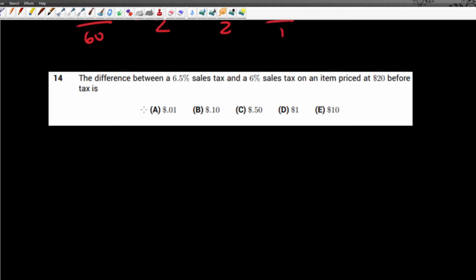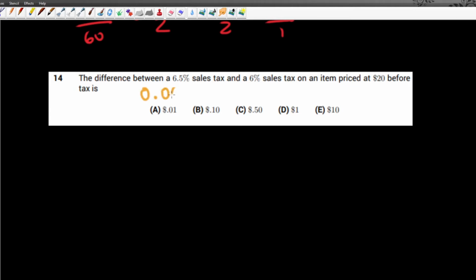Question 14 reads, the difference between a 6.5% sales tax and a 6% sales tax on an item priced at $20 before tax is blank. So for this question, we just do some simple arithmetic. Let's change the colors up. Let's define the percentages first.